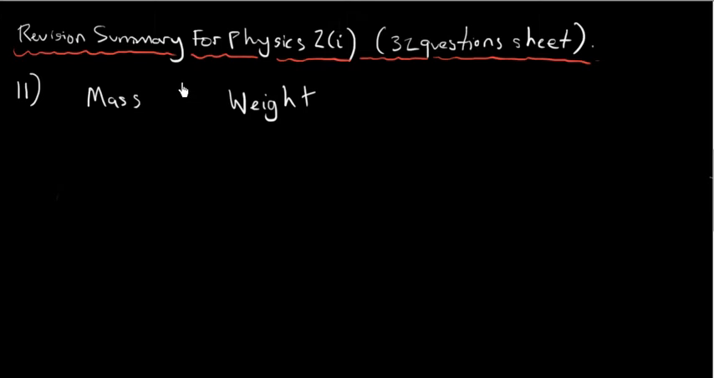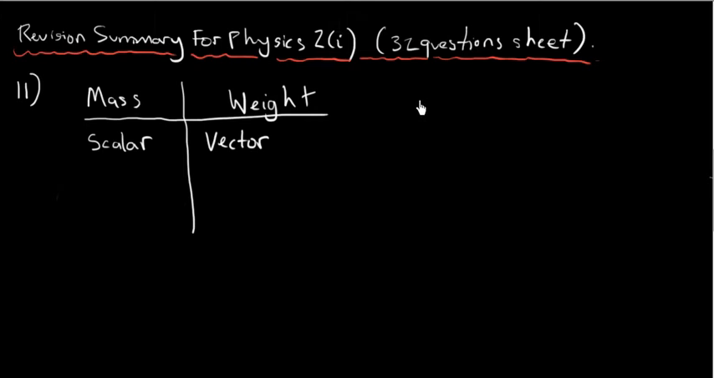And I'm going to do a little comparison table, which is always nice and fast to do. So differences between mass and weight. The first one is that mass is a scalar, and hopefully you know what that is, and weight is a vector.